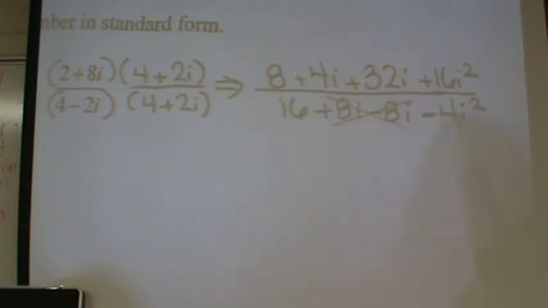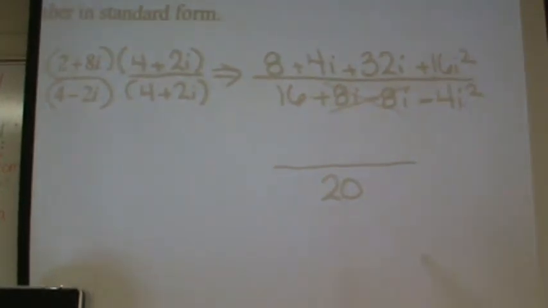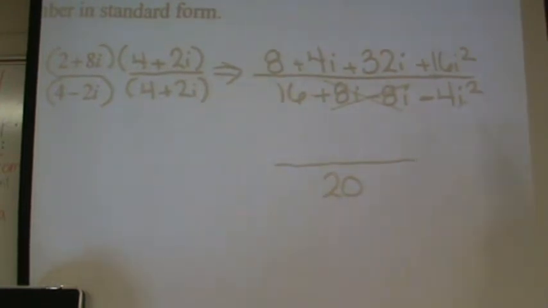What's negative 4 times negative 1? 4. What do you do with 4 and 16? What do you get? 20. Everyone cool with that? 20 in the bottom? Guess what? There's no radical in the denominator. That was our goal, and we did it. We got rid of the radical in the denominator by multiplying by the conjugate.